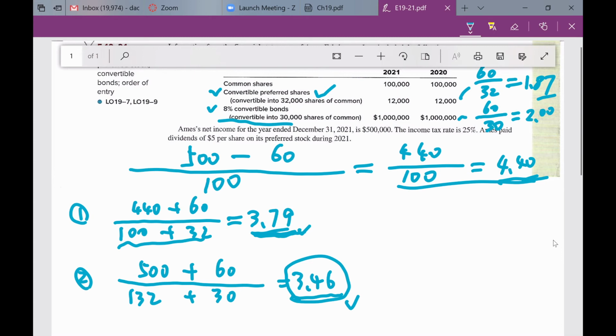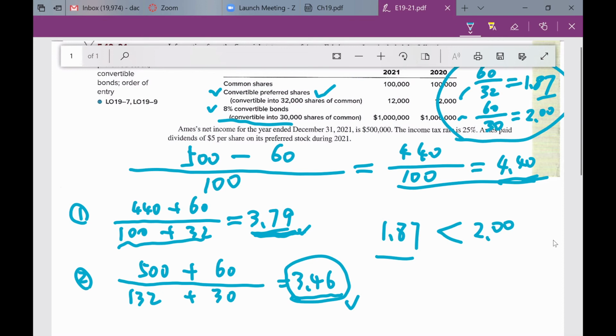This one, why we start with the convertible preferred stock, because look at this, look at the corner here. Because that's 1.7087, which is less than $2. Okay, so that's why we start with this. We start with preferred stock, because the preferred stock is going to have a higher impact on the diluted earnings per share calculation.